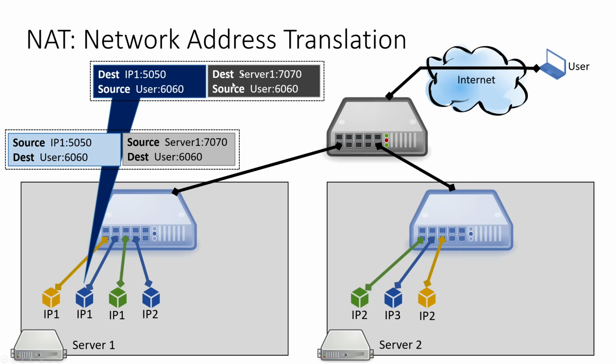In between, we have this network address translation so that we rewrite the private IP addresses into public IP addresses. A key component in NAT is keeping track of which private IP port pairs were translated into which public IP port pairs. Here we've translated private IP1 port 5050 into public server 1 port 7070. And when the response comes back, we know how to translate this public IP port pair back into this private IP port pair.